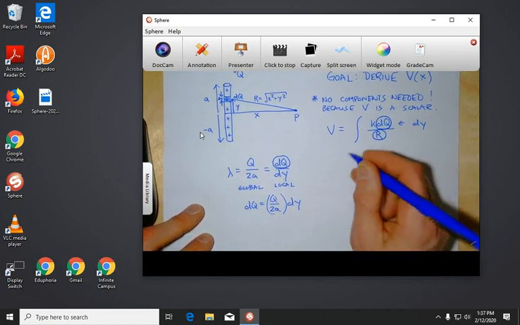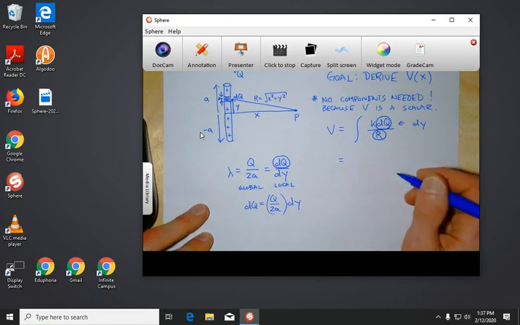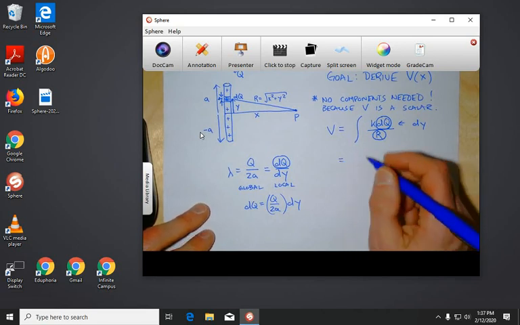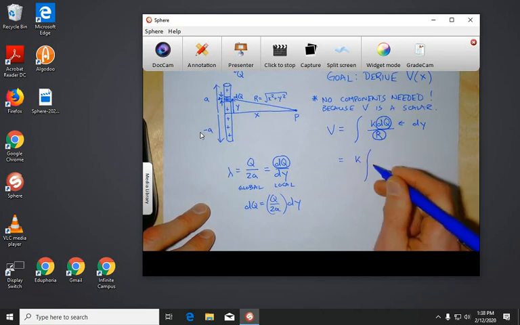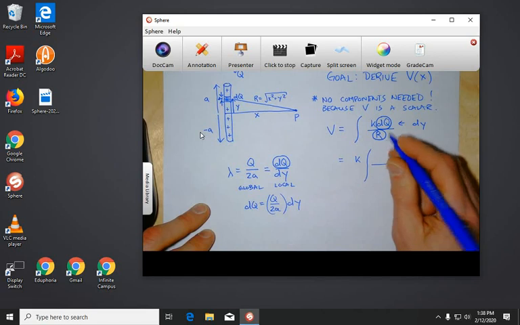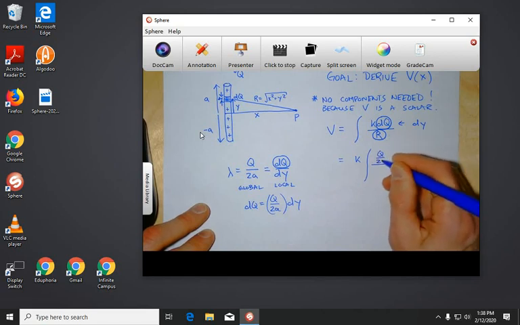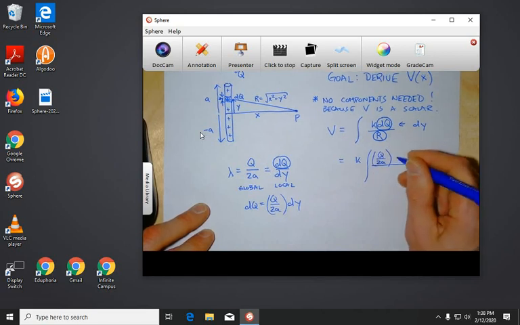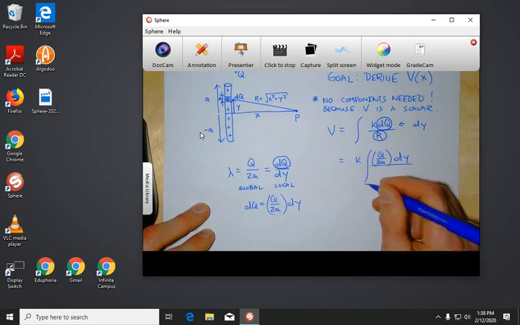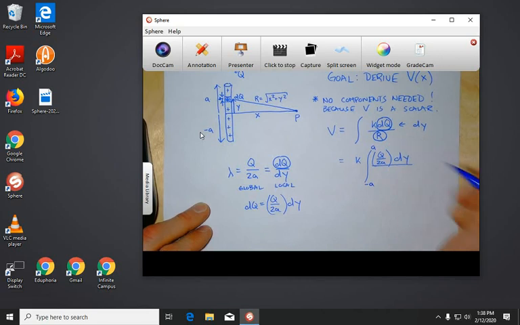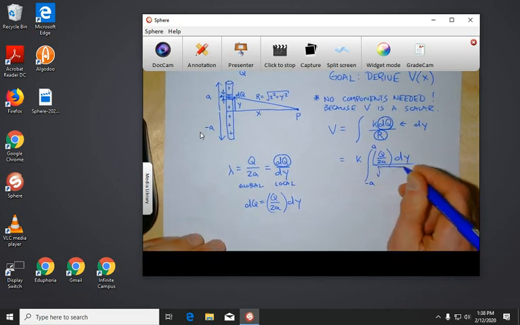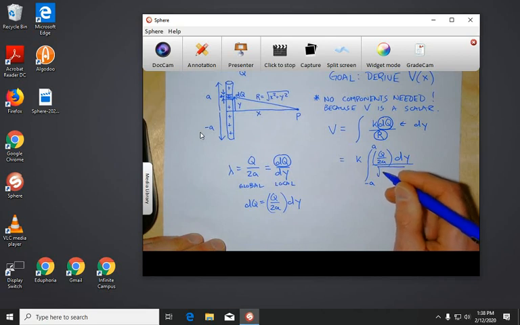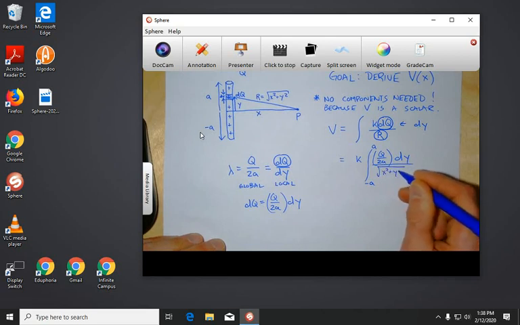So let's do it. A couple more lines and we're done. We're going to factor out k here from the integral. On the top part, I'm going to replace dq with Q over 2a times dy. As soon as I do that, I can now put endpoints on my integral. I can make it a definite integral. And then I can write in the denominator the square root of x squared plus y squared.